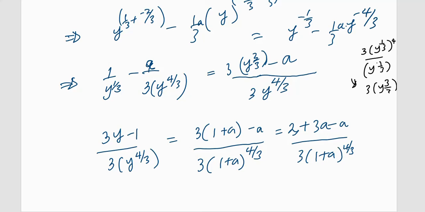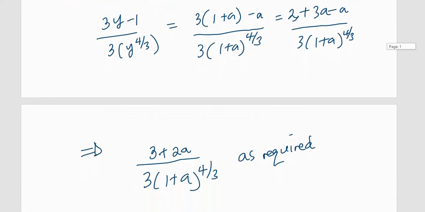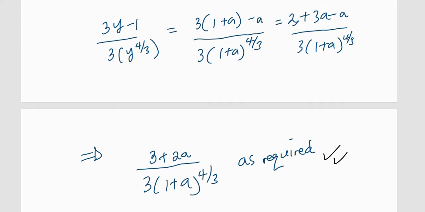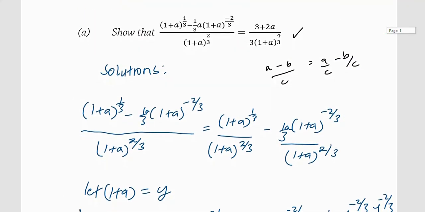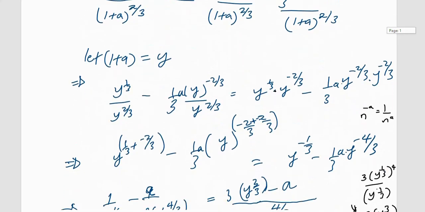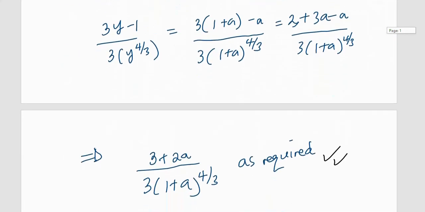And finally, I will have the expression which is (3 plus 2a) out of 3 into (1 plus a) to power 4/3, and this is as required because it is on the right hand side. This is the same expression that is required, (3 plus 2a) out of 3 into (1 plus a) to power 4/3. As simple as that.